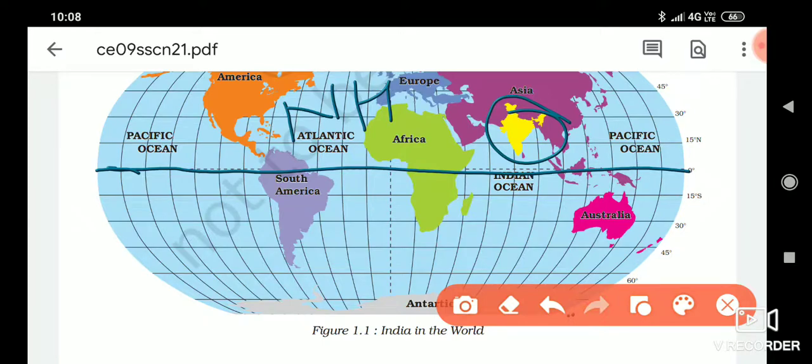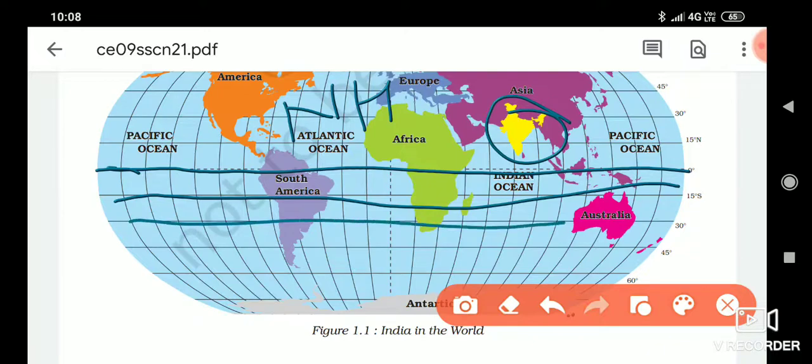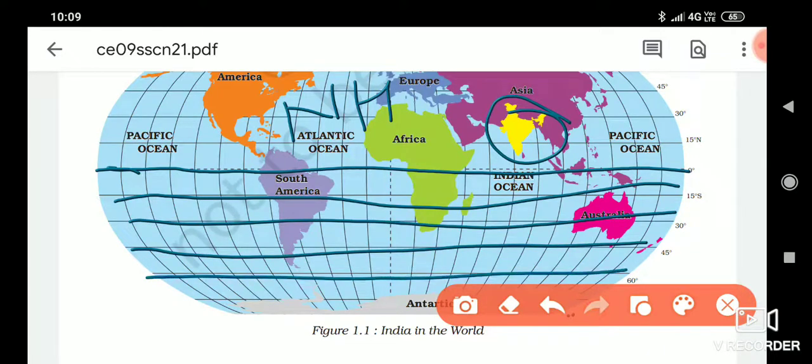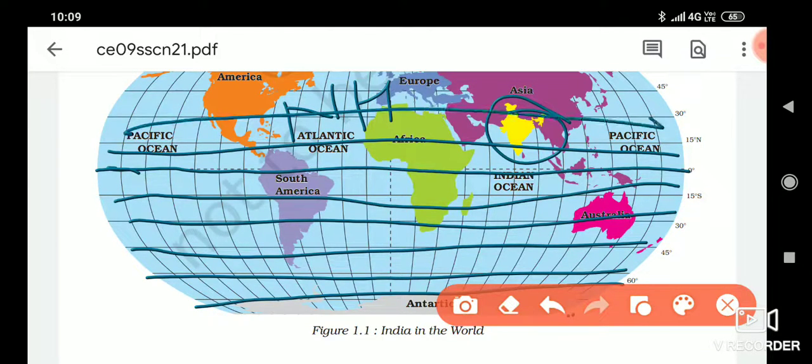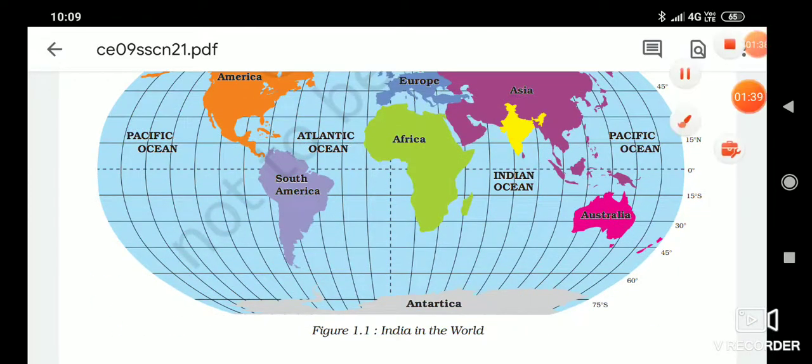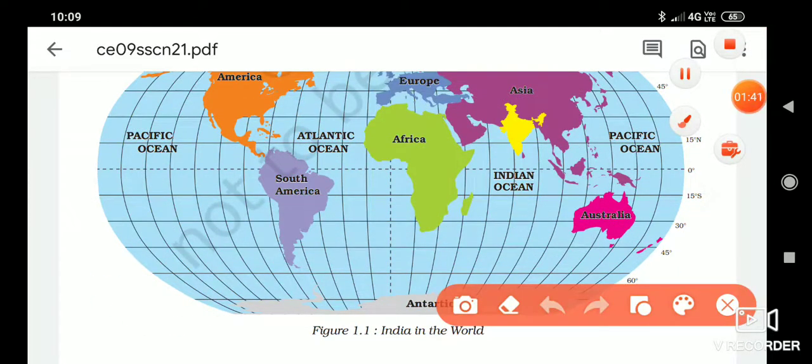So what are latitudes? The angular distance from the equator is called latitude, and these lines which are parallel to the equator are known as latitudes. Okay, these lines.